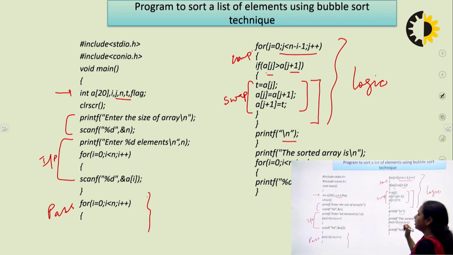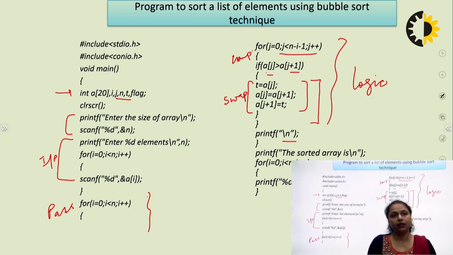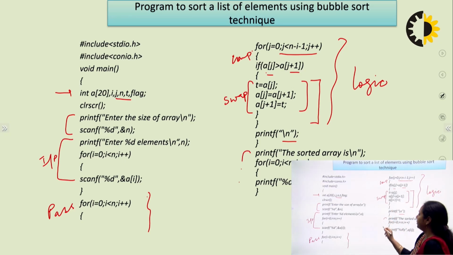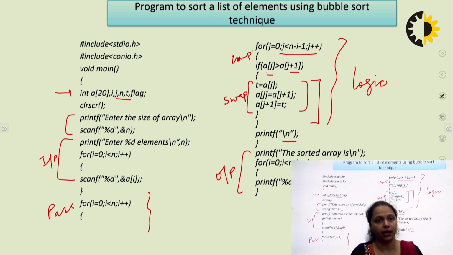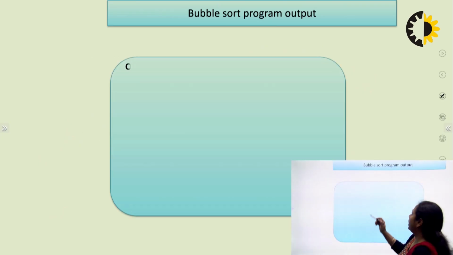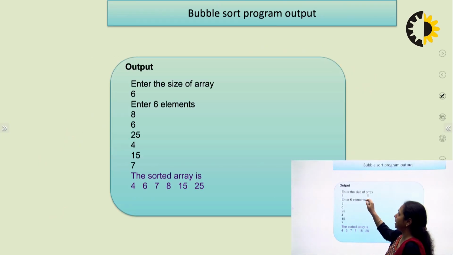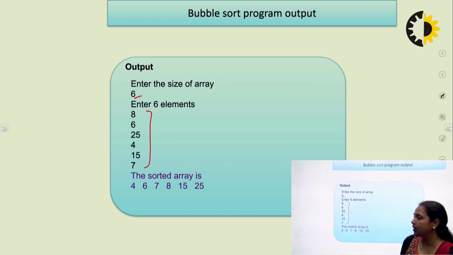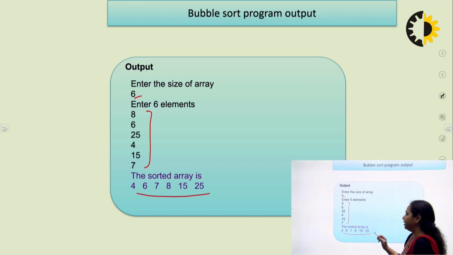After that we change the line so that we get the next step in the next line. After that we print the result, that is the output. We print the array in whatever manner we get it. So what is going to be the output of the program? Here we have entered the size of the array, that is 6. So a total of 6 elements are entered by the user, and after sorting we will get this particular array in sorted order.